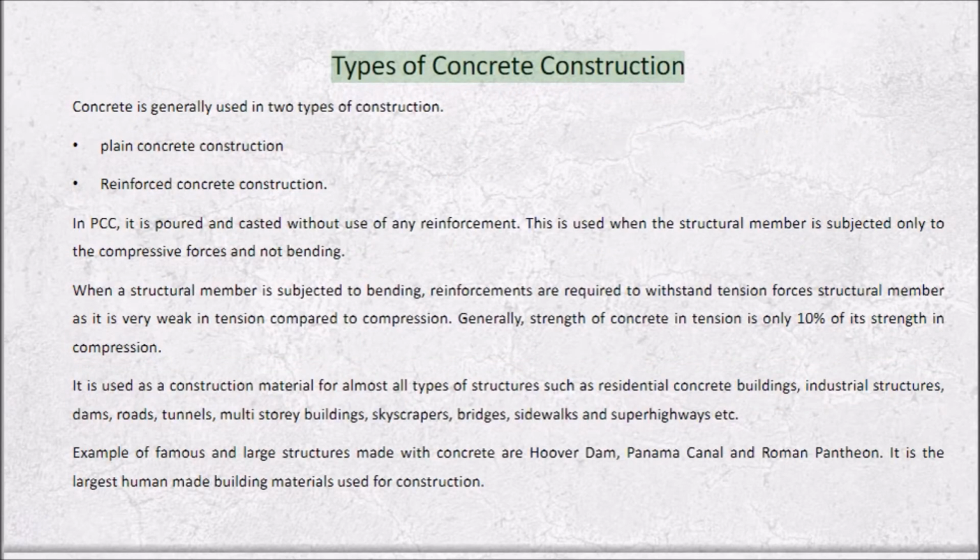Types of concrete construction. Concrete is generally used in two types of construction. Plain concrete construction. Reinforced concrete construction. In PCC, it is poured and casted without use of any reinforcement. This is used when the structural member is subjected only to the compressive forces and not bending.